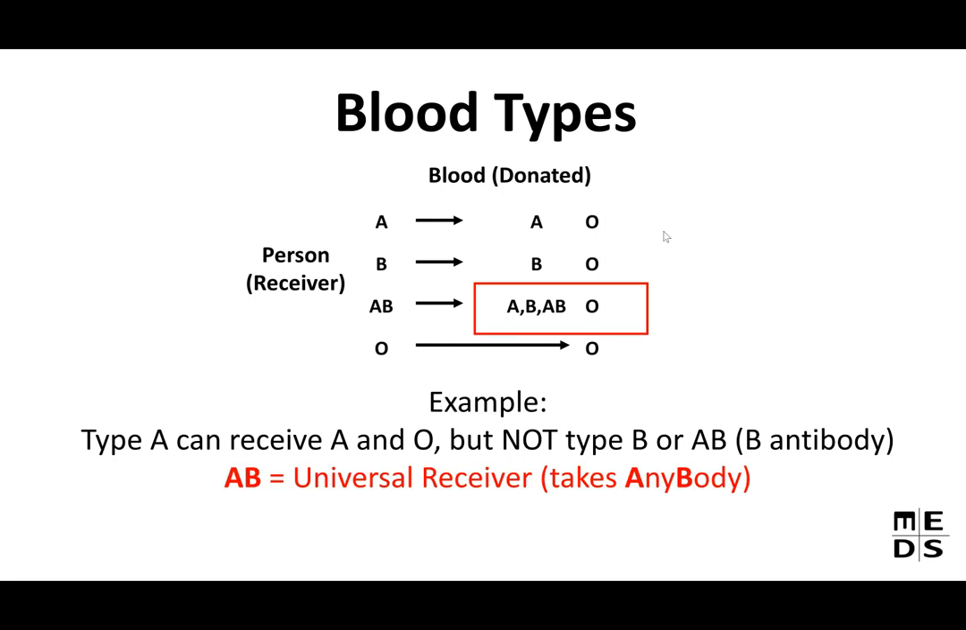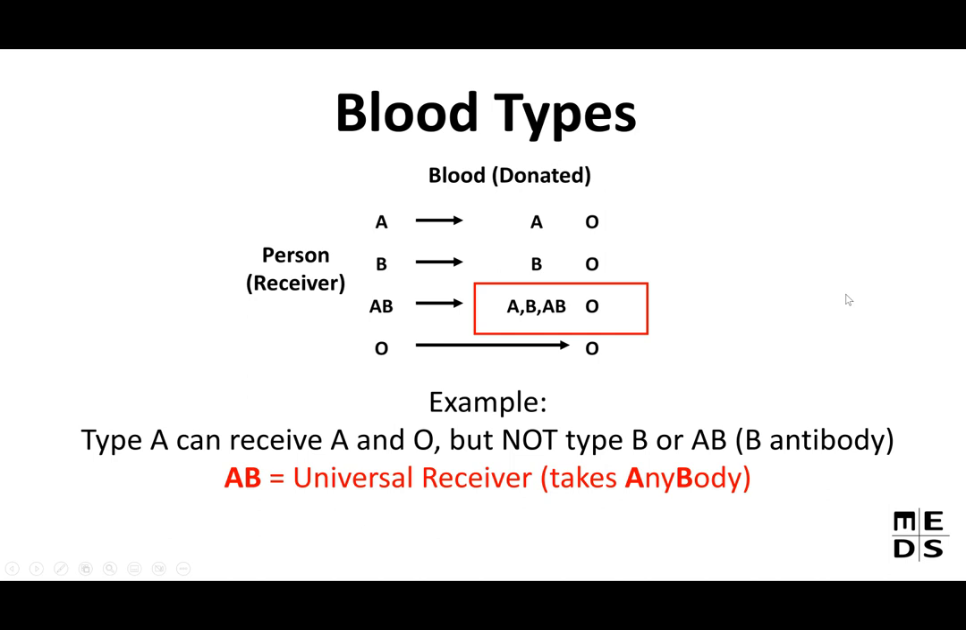So real quick, there are two main types you need to be aware of. The first one is called the universal receiver. This is AB, which I boxed in red here. The person with AB can receive anybody. So you can give them A, B, AB, O, like you can give them whatever you want, which is pretty amazing.